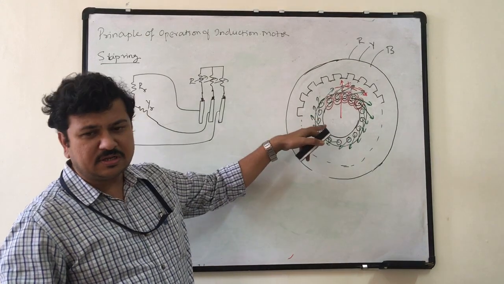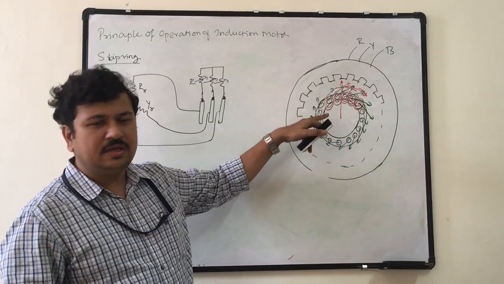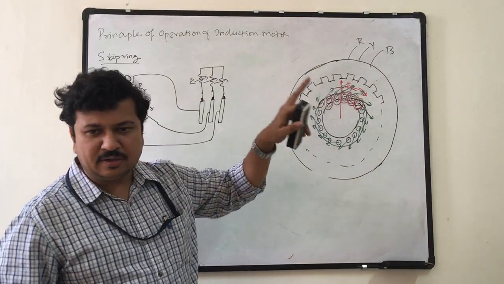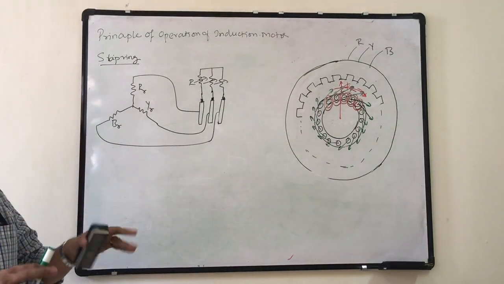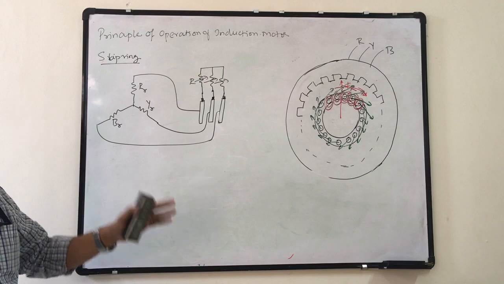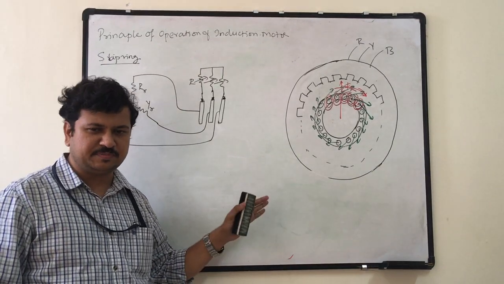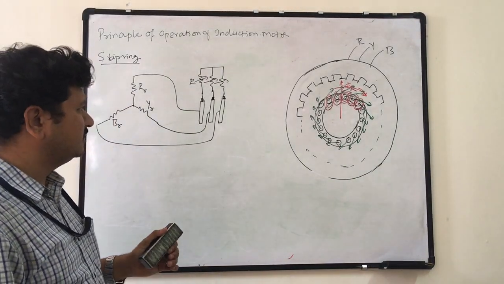Why is it called synchronous? Because the frequency of the rotating magnetic field is equal to the frequency of the supply. Therefore, it is in synchronism with the supply. The speed at which it rotates is called synchronous speed. That is what we have seen.